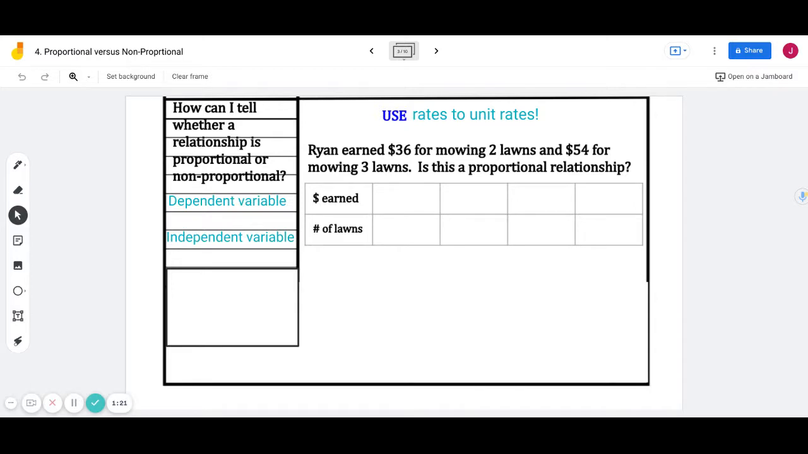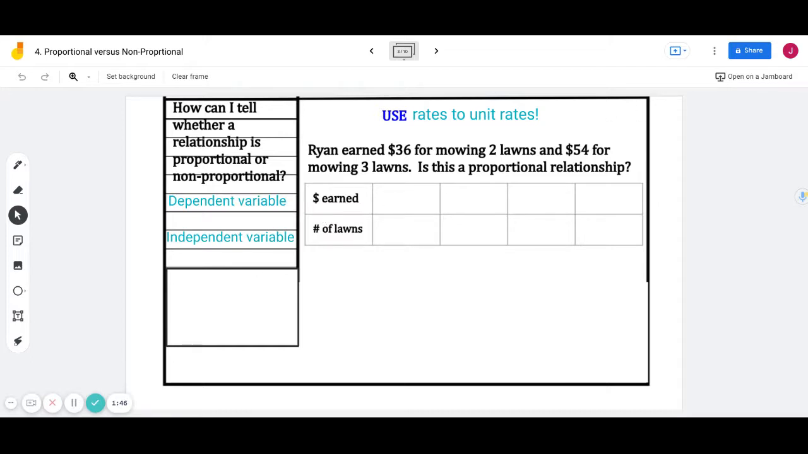When you have problems like this, it's best to use a table to organize your data. So I have my dollars earned, which is my dependent variable, and my number of lawns that were mowed, which is my independent variable. So the money that Ryan earns actually depends on how many lawns he mows. The more lawns he mows, the more money he's going to make.